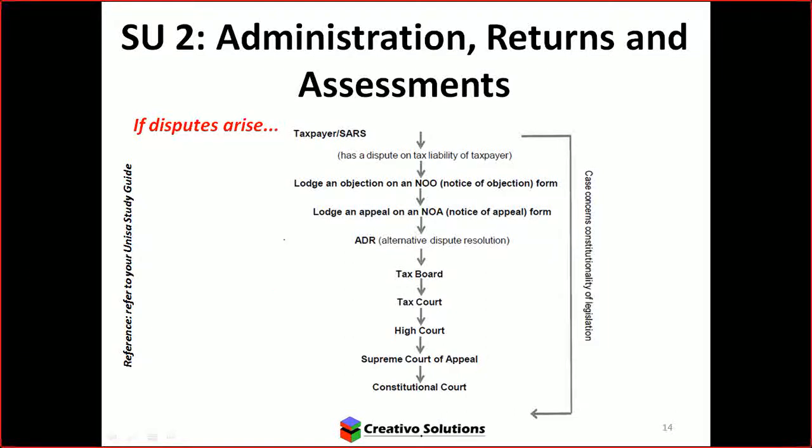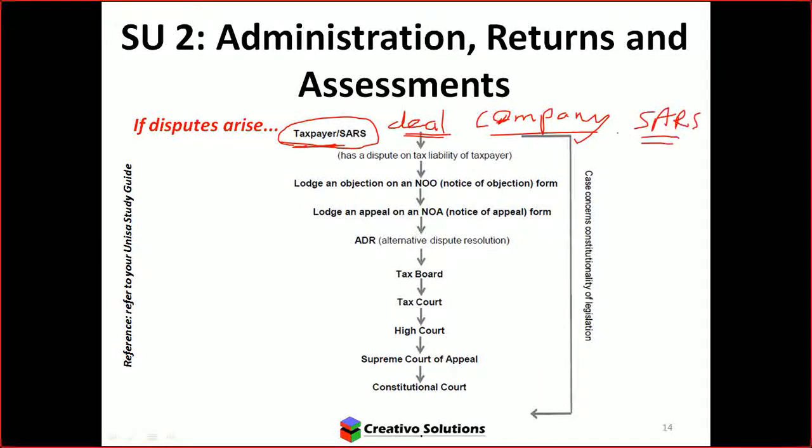And if you do come to a consensus, then that's fine. So the first place that you're going to have to deal with in terms of trying to seek remedy is with who? The ADR. No, not the ADR, the company. Oh, yes, sir. Okay, so if you don't agree with the taxes that you're paying, who are you going to deal with? The company. Okay. So the company and SARS, they're going to be dealing with the dispute. Do you agree? Yes, sir.